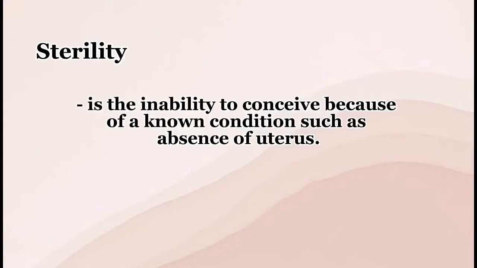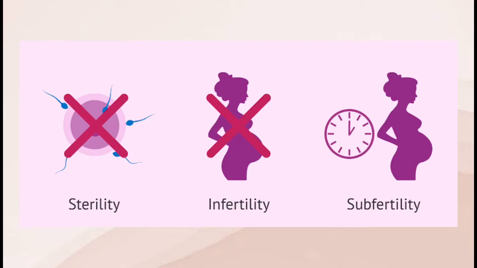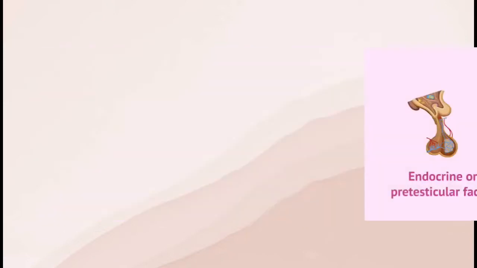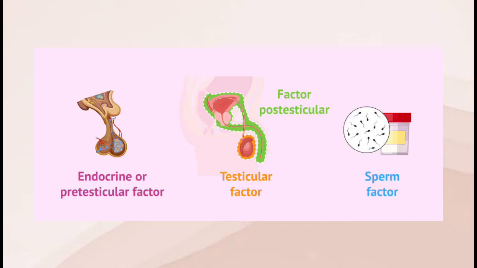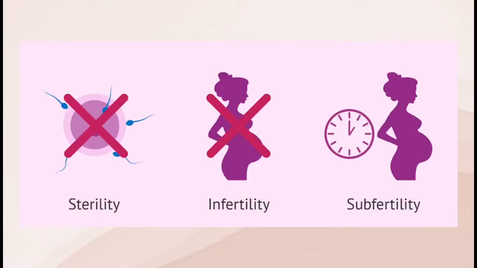Sterility is the inability to conceive because of a known condition such as absence of uterus. So when we say sterility, incapable siya to conceive. Walang fertilization na nangyayari and so walang mapo-form na offspring or mapoproduce na offspring. There are different factors why sterility occurred, including tubal factor, cervical factor, uterine factor, endocrine factor, testicular factor, and sperm factor. While infertility, incapable siya to carry pregnancy due to some problems sa fertilization ng egg cell and sperm cell. And kagaya ng sinabi ko kanina, yung subfertility is capable siya to conceive but delay lang siya or more difficult.